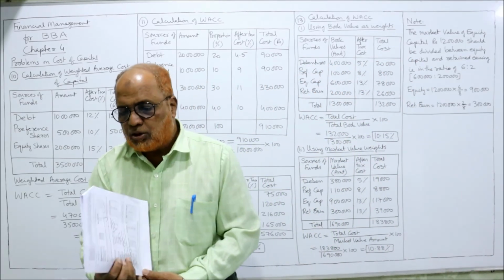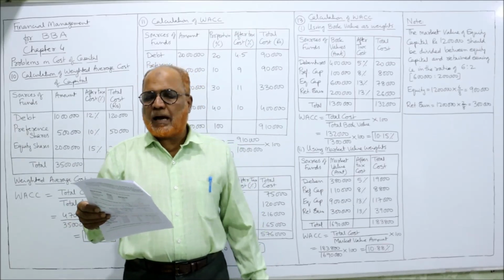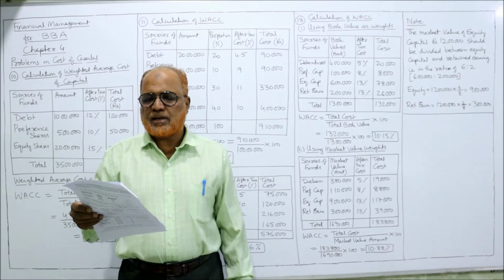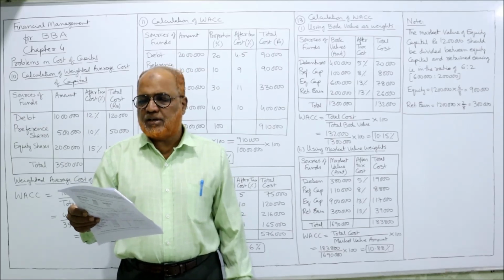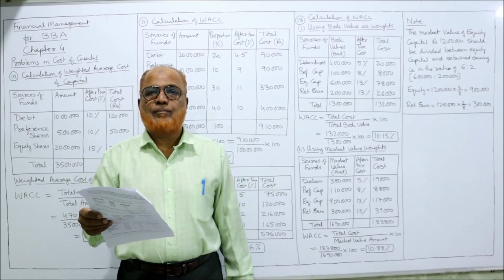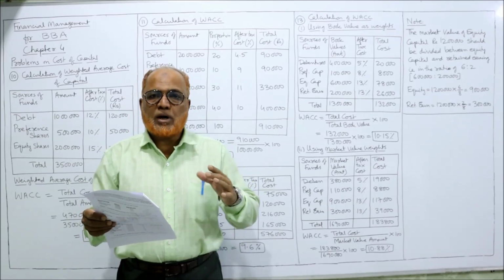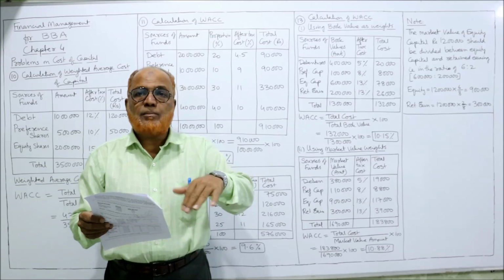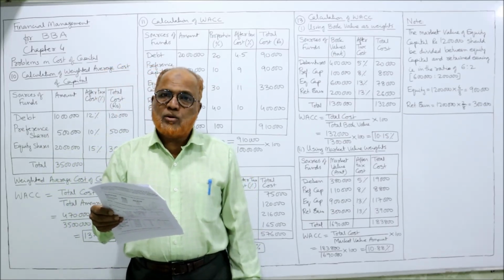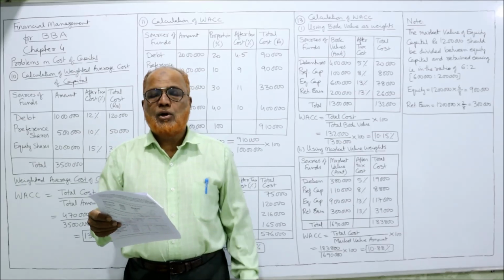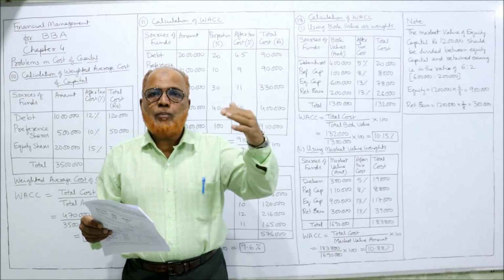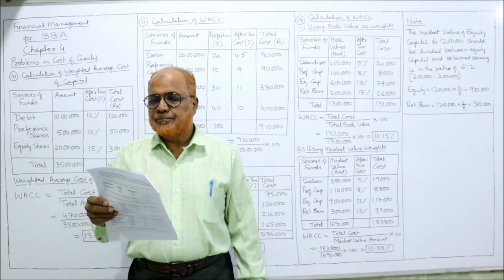Now 13th problem. The following is the capital structure of SPG company: debentures, preference share capital, equity share capital, retained earnings. Amounts are given, market values are given. The new point. So comparatively this problem has some new points. So give more concentration. Book values are given, market values are given. Book value is the balance sheet value and the market value is the value prevailing in the market.